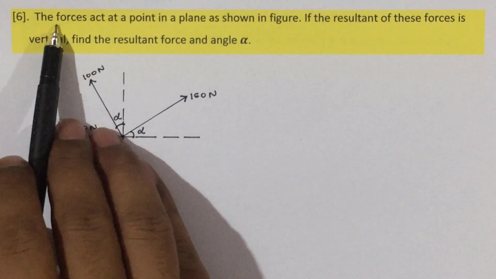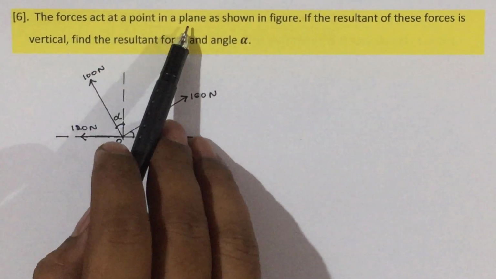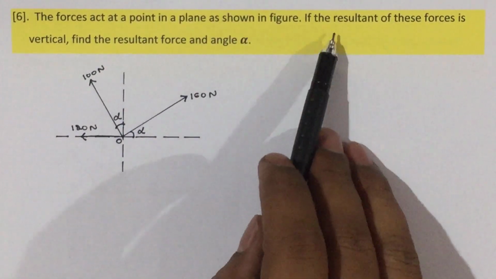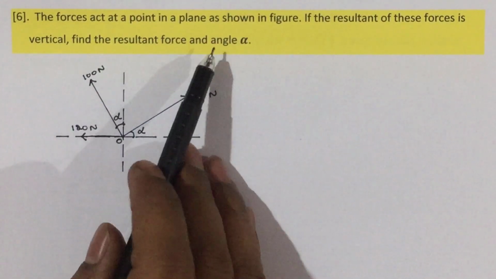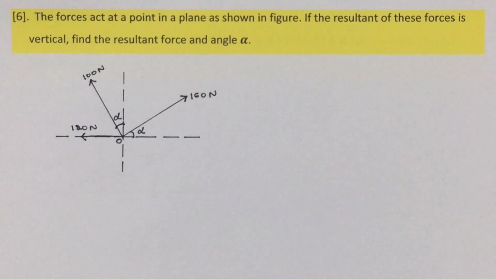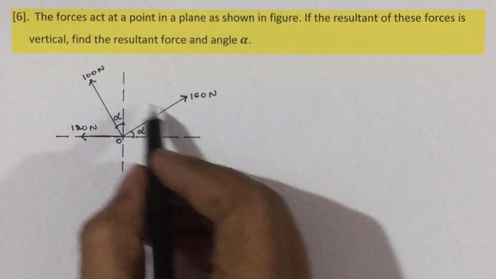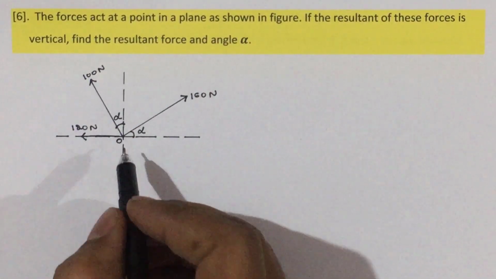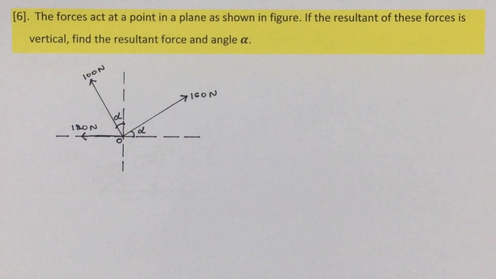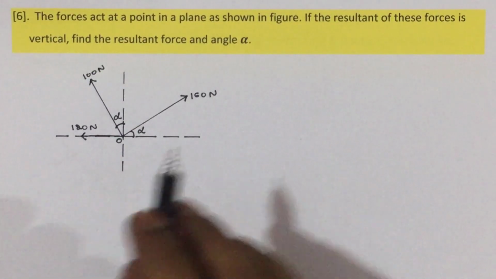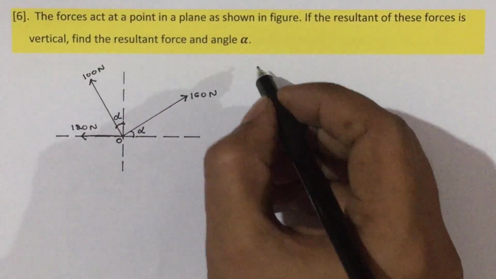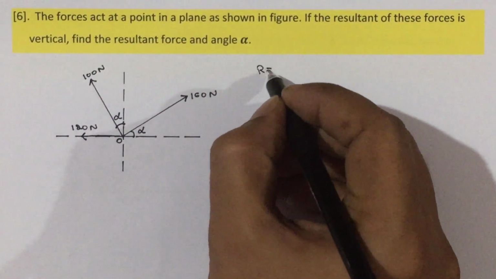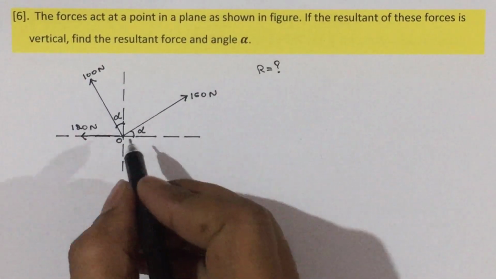Problem 6. The forces act at a point in a plane as shown in the figure. If the resultant of these forces is vertical, find the resultant force and angle alpha. Here the force system is given, there are 3 forces, and the resultant is acting vertical. The magnitude of the resultant is not mentioned; it is only said that the resultant is acting vertical. So, find the resultant force, that is the magnitude of the resultant, and the angle alpha.